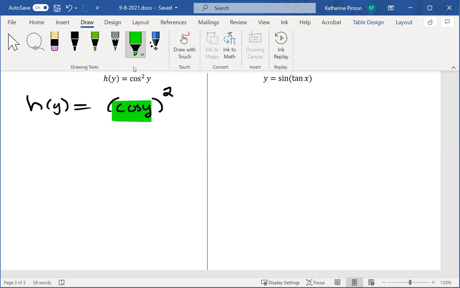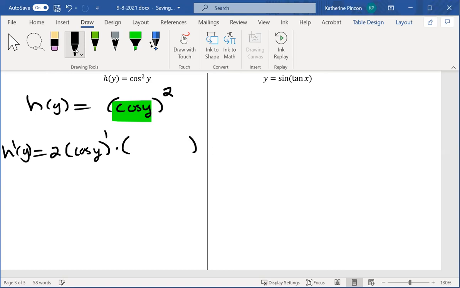Power rule, bring the power in front. So 2, leave the inside alone, cosine y, to the 1 times, what goes in these parentheses? Derivative of cosine, negative sine y.